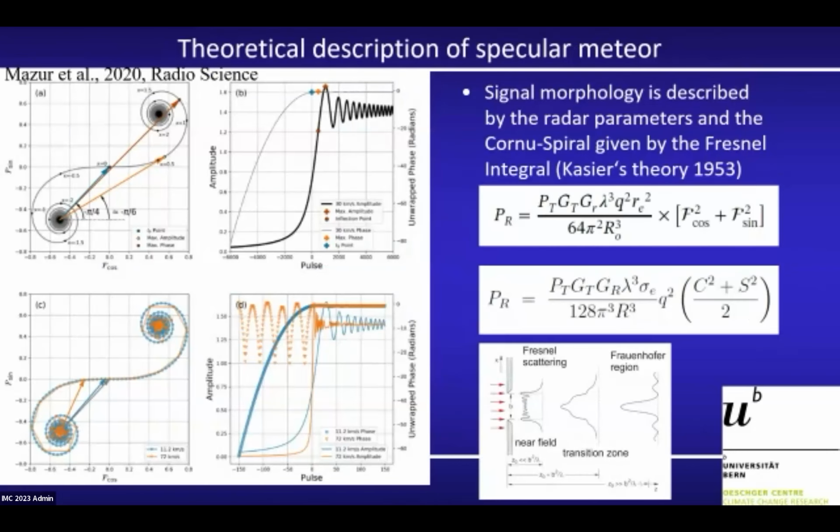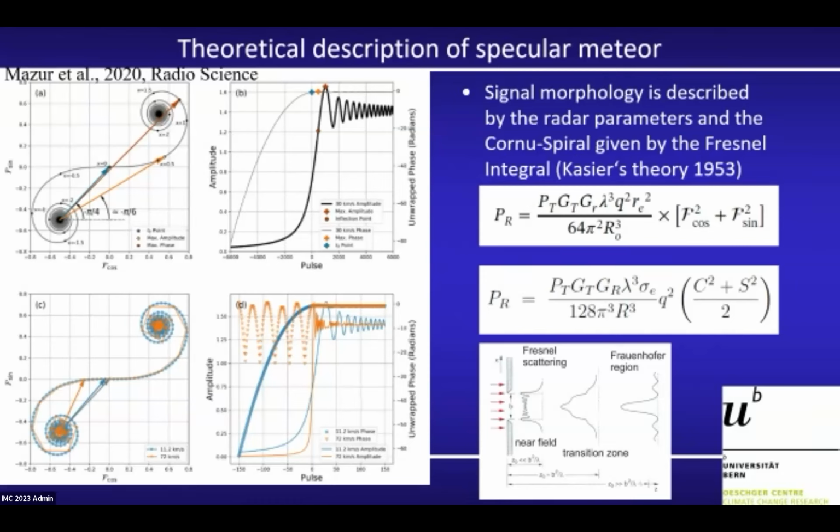When we go back to the classical theory, every radar meteor scientist knows about this Cornu spiral and about the theory that was presented in McKinley's very famous book, which actually goes back to the Kaiser theory of 1953. When you look at these equations, the signal morphology is basically described by a modulation from the Cornu spiral, which are these integrals here denoted as C and S, or F squared, with a cosine and sine function. All the other parts in the equation are basically radar constants: power, antenna gains, wavelength, and this magic factor Q here.